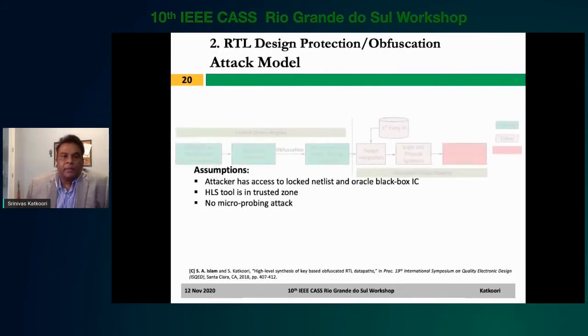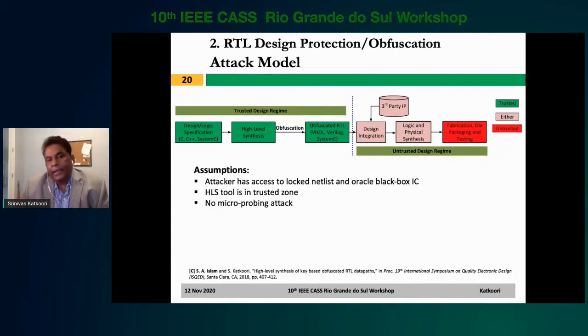So the assumptions are that the attacker has access to the locked netlist and an Oracle black box IC, which can tell you whether your output is correct or not. Here on the top you see a flow where the earlier part of the design flow is assumed to be trusted, but after RTL, we assume it is in an untrusted design regime. That is the logic synthesis, layout synthesis, and fabrication. These steps are being done in an untrusted design regime.